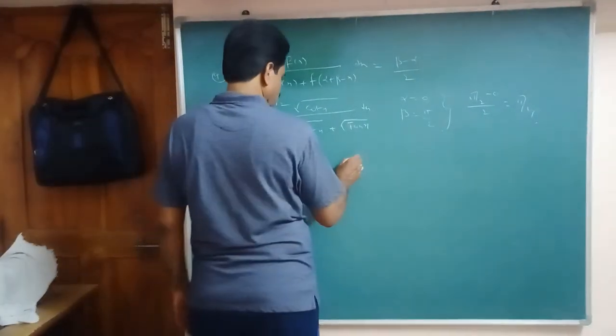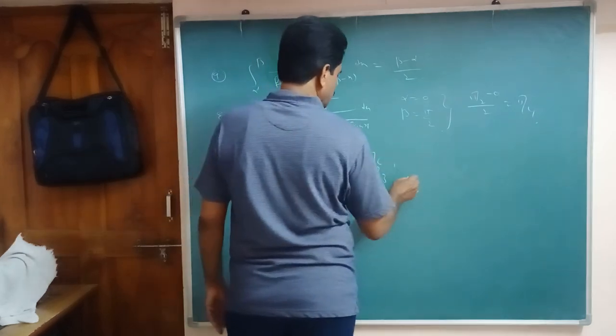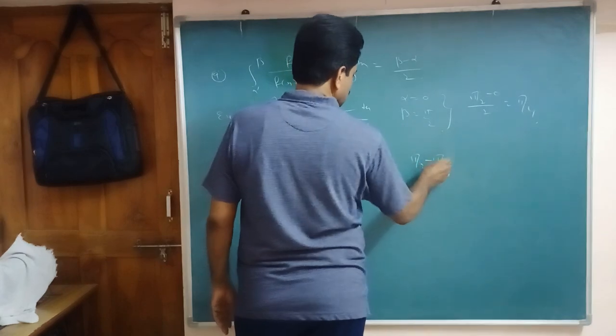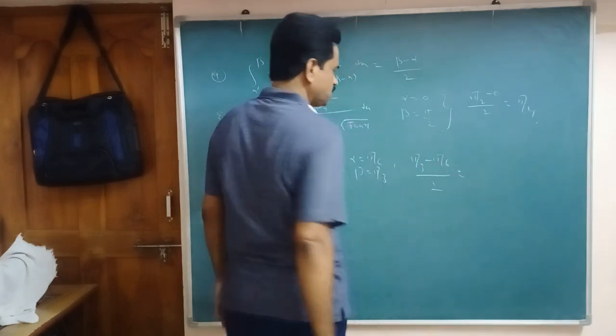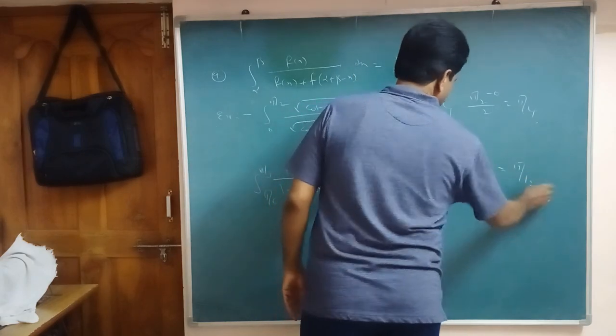In the other one, alpha equal to pi by 6 and beta equal to pi by 3. Beta minus alpha, pi by 3 minus pi by 6, by 2. 60 minus 30, that is pi by 6, by 2 is how much here? Pi by 12.